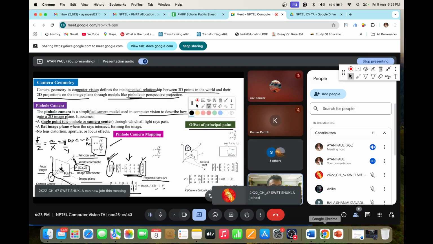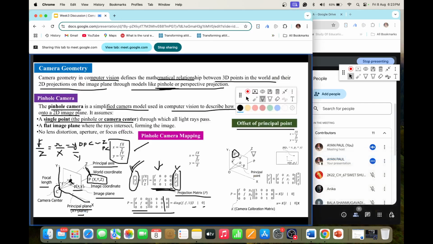Okay, so now how our equation changes, that you have to understand. So earlier, what is our equation? Our equation is this: small x equals f into capital X divided by capital Z, small y equals f capital Y by capital Z. So that is the earlier equation.